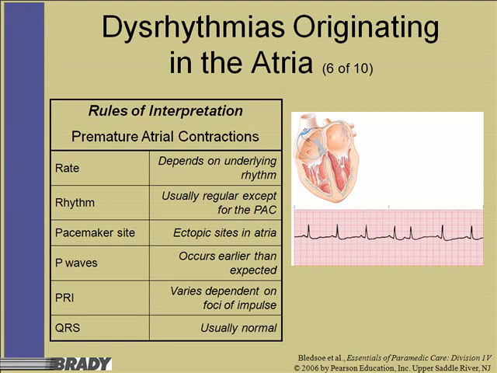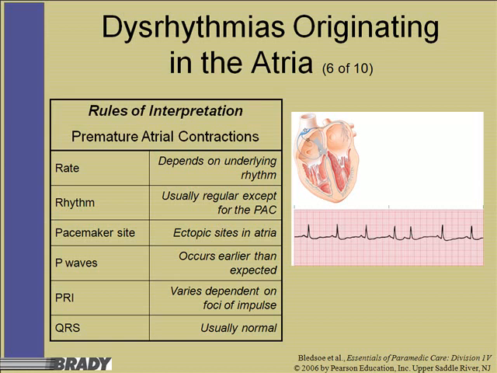The rhythm is usually regular except for the PAC. So if we were taking out our calipers and measuring our R to R's all across here, the first 4 would be fine, but bam, we obviously have one that's jumped up here, and it's come up a little early. So the pacemaker site is going to be an ectopic site in the atria, someplace that's jumping a little early.